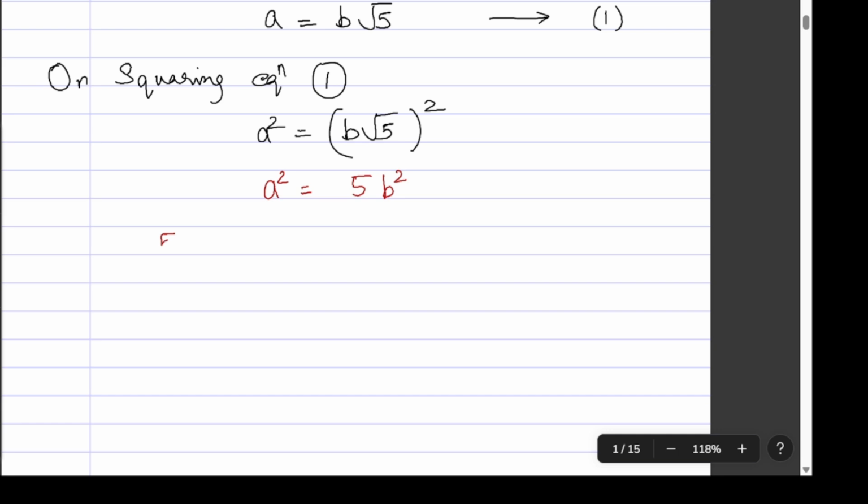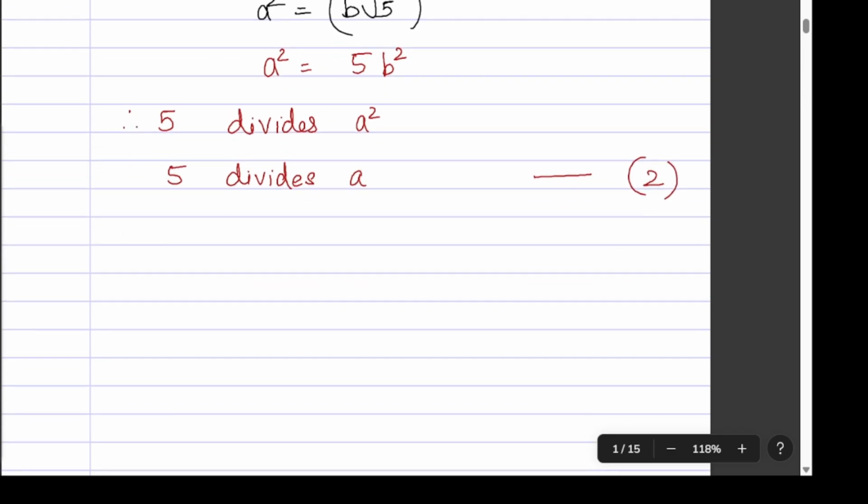Now I can write that 5 divides a square. If 5 divides a square, then 5 divides whom also? 5 divides a. This one I'm going to give equation number 2. That means a has 5 as a common factor. Therefore 5 is a factor of which number? a.